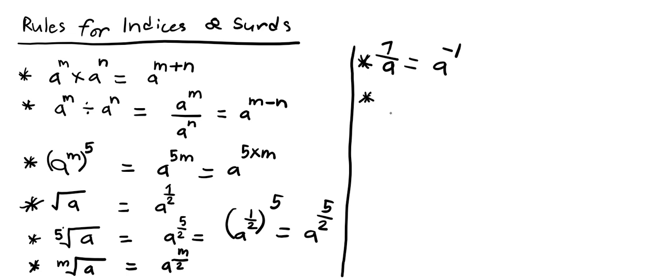Also, if I write a to the power minus 2, suppose, that can be written as 1 by a squared. This minus here means a is the denominator. That's it.